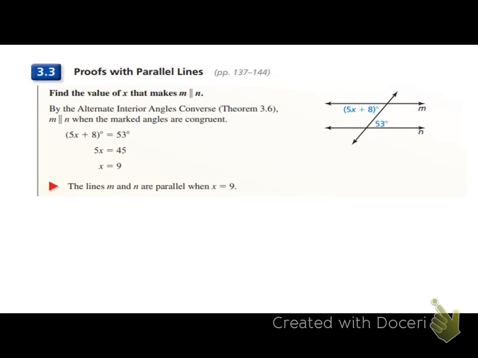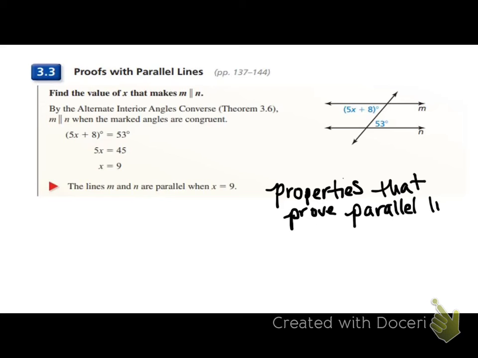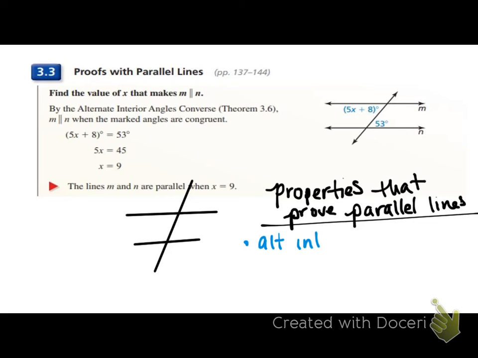Proof with parallel lines. So what I want you to do is find a spot at the bottom of the note somewhere, and you're going to write properties that prove parallel lines. There are 4 properties that prove parallel lines. What is one of them? Alternate interior. What would alternate interior angles have to be?